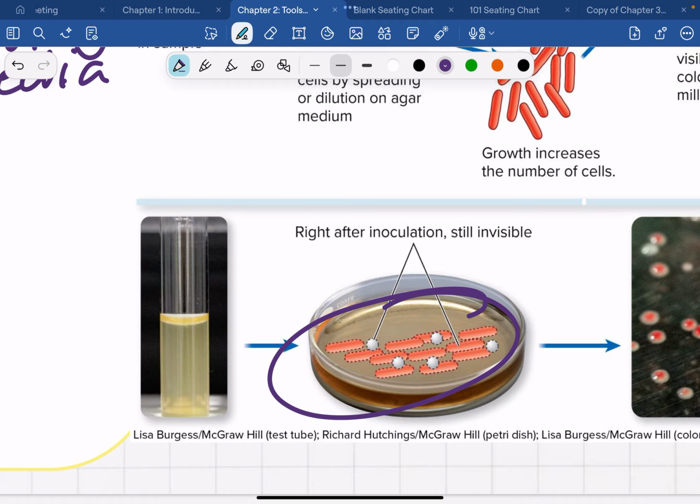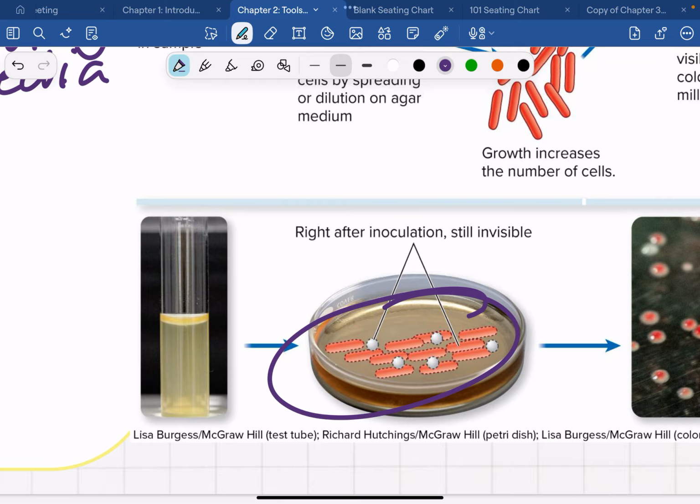We can't see them. But what's going to happen over however long we incubate this, whether it's 24 hours or 48 hours, is those bacteria are going to divide. And then they're going to divide again. And then they're going to divide again. They're going to divide again and again and again, hundreds and hundreds of times. Most bacteria can divide about every 15 to 20 minutes. Okay, so think about how many times that will happen in a 24-hour period.